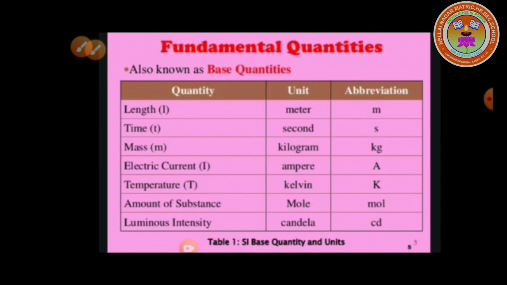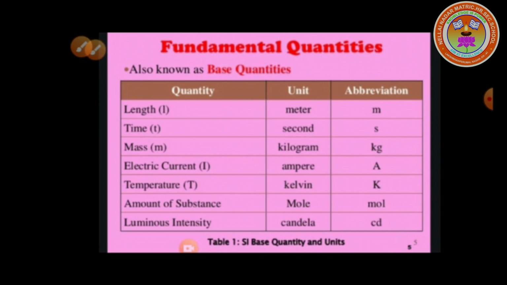Length. The unit is meter. The abbreviation is small m. And the second fundamental quantity is time. Unit is second. It is denoted by the symbol small s. The third quantity is mass. Unit is kilogram. It is denoted by the symbol small kg. These 3 fundamental quantities were already studied in our lower classes, 6th and 7th. The remaining 4 quantities we are going to discuss in the 8th standard.